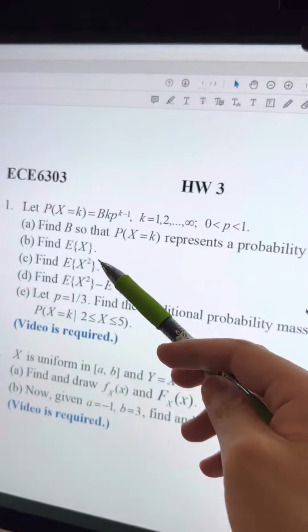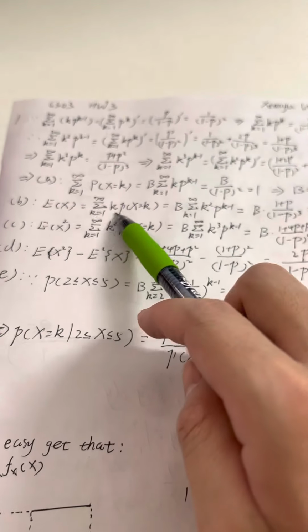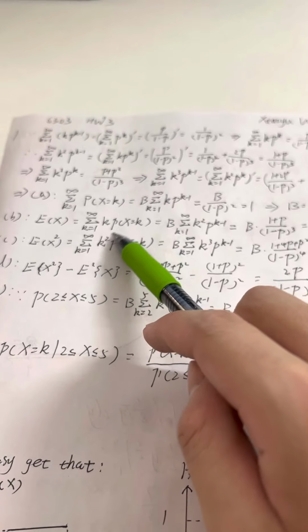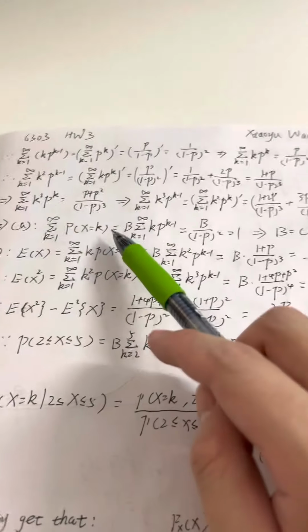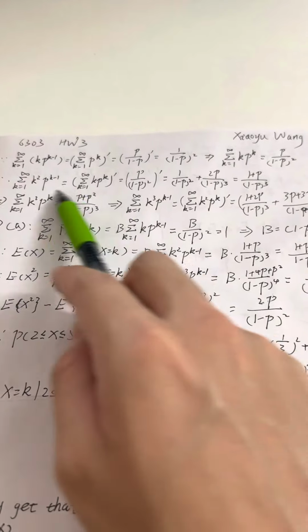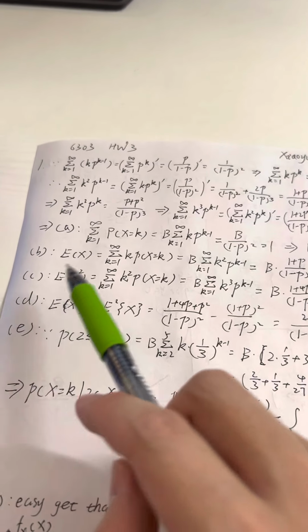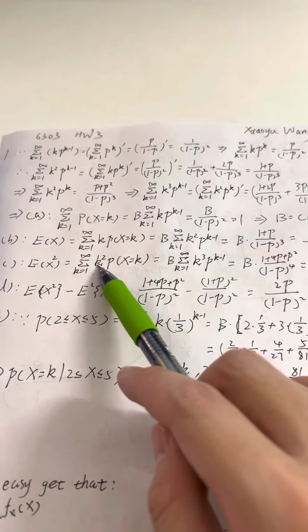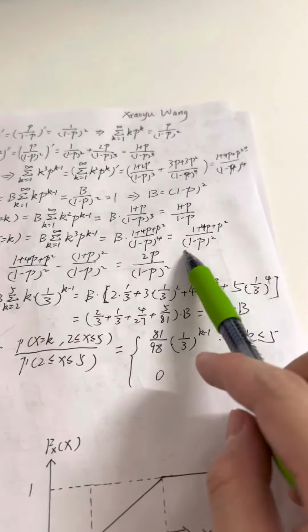For sub-question b, it wants us to find the expectation of x. The expectation is k multiplied by the probability when x equals k. So here we take the result from this one, and we can easily get this result. Similarly, when calculating the expectation of this, we can directly use the conclusion. We can get the result.